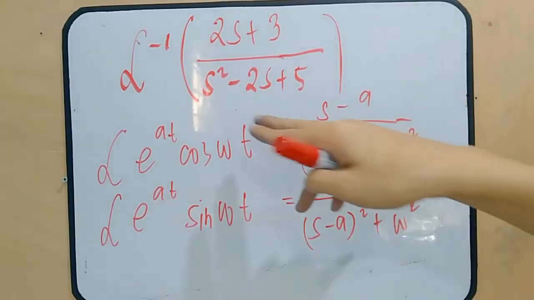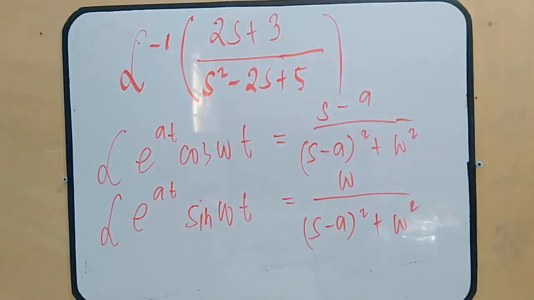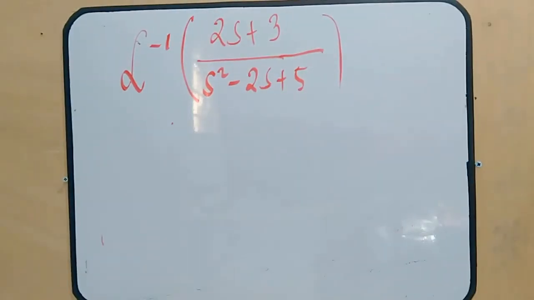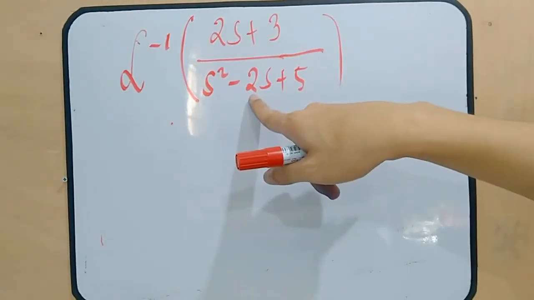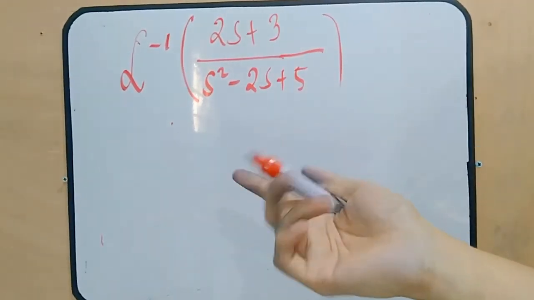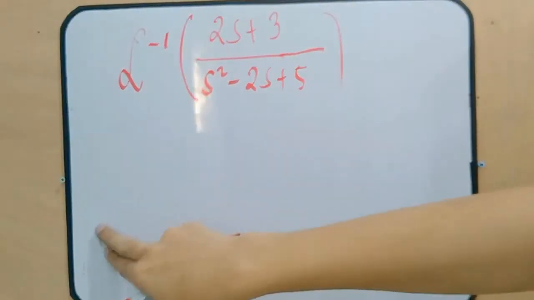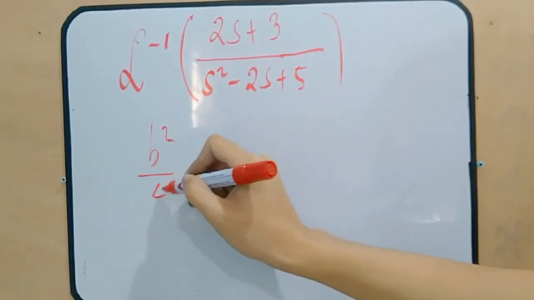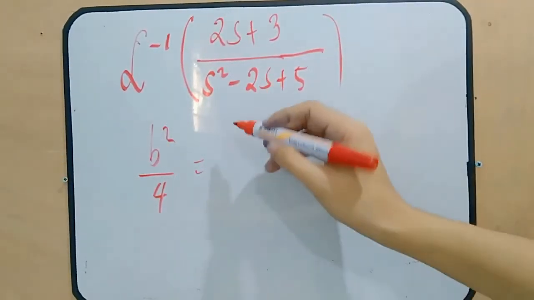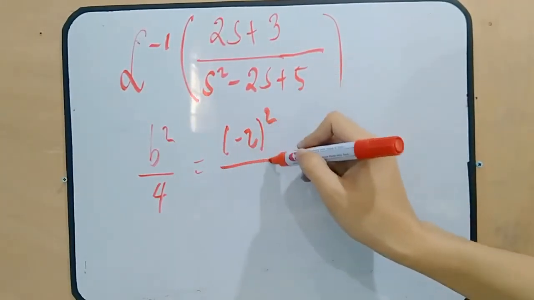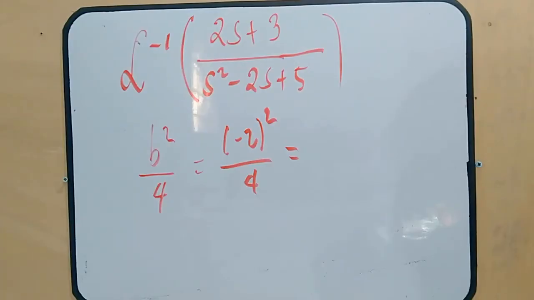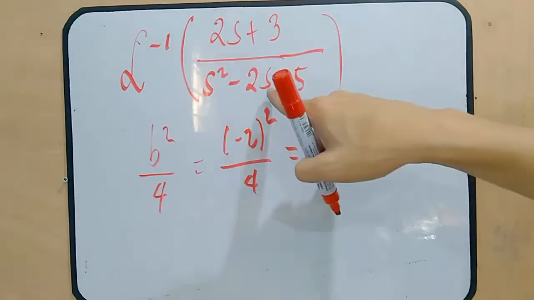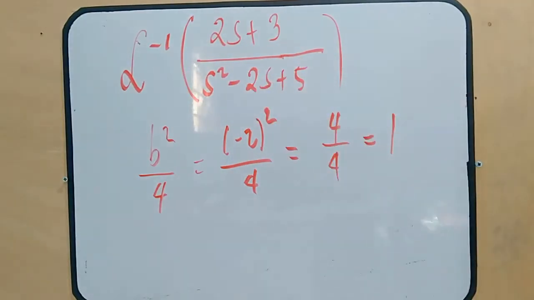So, i-manipulate natin yung nasa denominator, para maging perfect square. So, yung b natin here is 2. Kung babalikan natin yung mga lessons natin sa algebra, dapat i-add natin is b squared all over 4. So, yung b natin here is negative 2, squared all over 4. So, this is equal to 4 all over 4 equals 1. Therefore, mag-add tayo ng 1 here sa 2s para maging complete square siya.